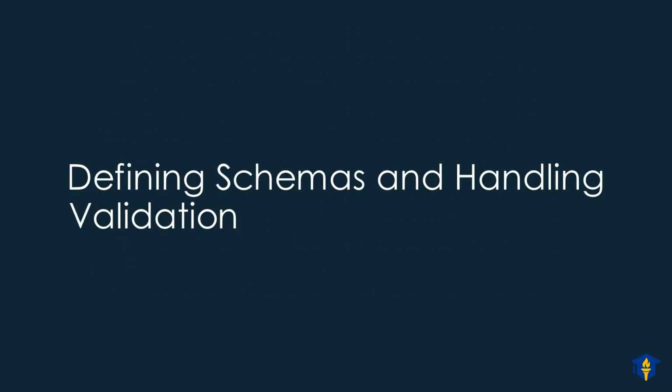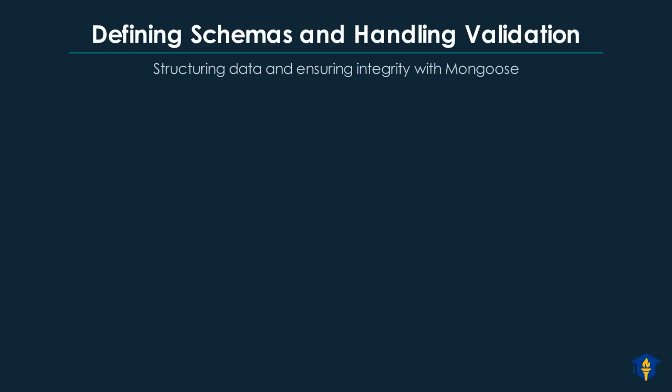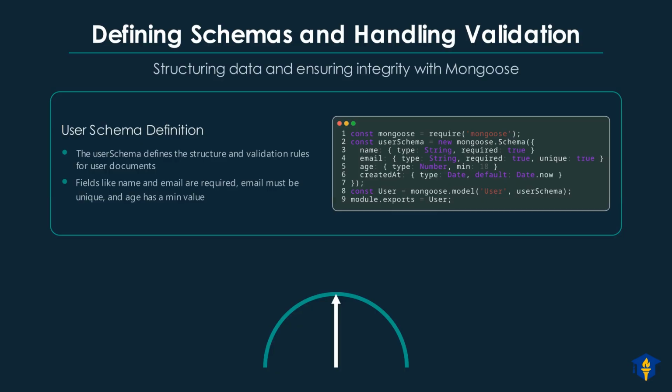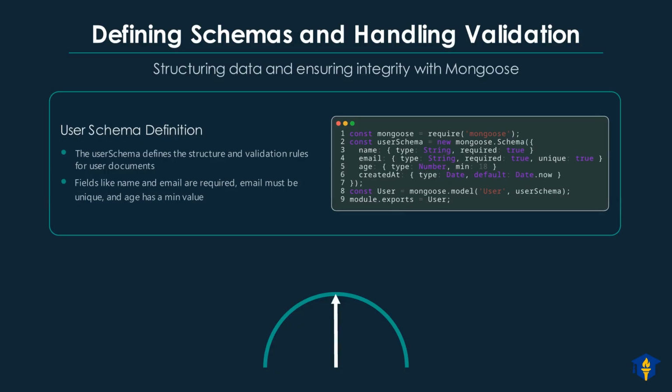Let's now look at defining schemas and handling validation, structuring data, and ensuring integrity with Mongoose. We will see how Mongoose helps in structuring your data and enforcing validation rules for robust applications. Here, we define a user schema, outlining the structure and validation rules for our user documents. Fields like name and email are required. Email must be unique and age has a minimum value of 18. This code defines the user schema with required fields, a unique email, and a minimum age for users.